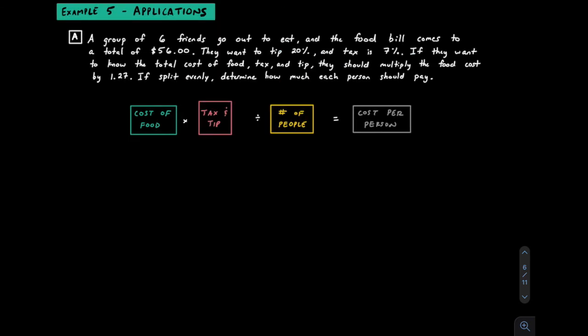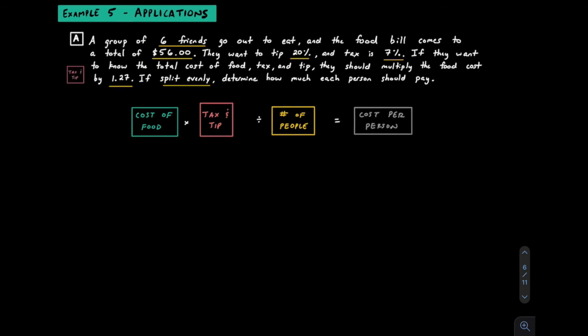That brings us to our fifth example, where we're going to try some word problems to apply what we just practiced. In example A here, 6 friends go out to eat. Apparently the food costs a total of $56. They want to tip 20% and tax is 7%. If they want to know the total cost of food, tax, and tip, they should multiply the food cost by 1.27. The 1 represents 100% of the food, and the 0.27 represents the tax and tip percentages combined. If split evenly, determine how much each person should pay.